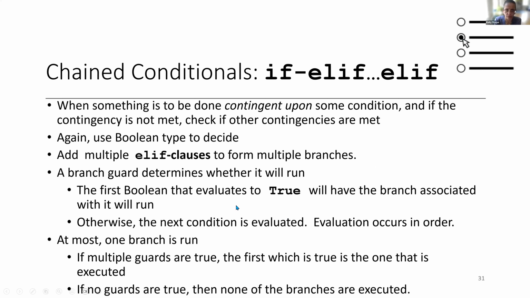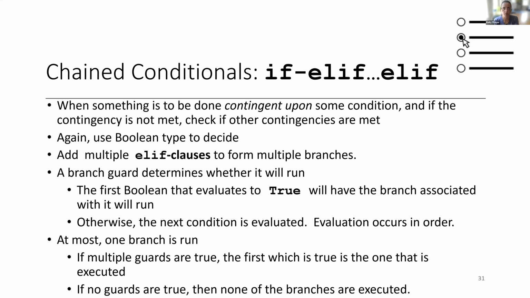The first Boolean that evaluates to true will have the branch associated with it run. Otherwise, the next condition is evaluated. So you're going to evaluate from top to bottom in the order in which they appear. At most, one branch is run. This is very important because it's possible that more than one branch is in fact true. But just because it's true does not mean that it's going to run. It is the first one that is encountered that is true which will actually execute. So if multiple guards are true, the first one which is true is the one that will execute. If no guards are true, then none of the branches are executed.